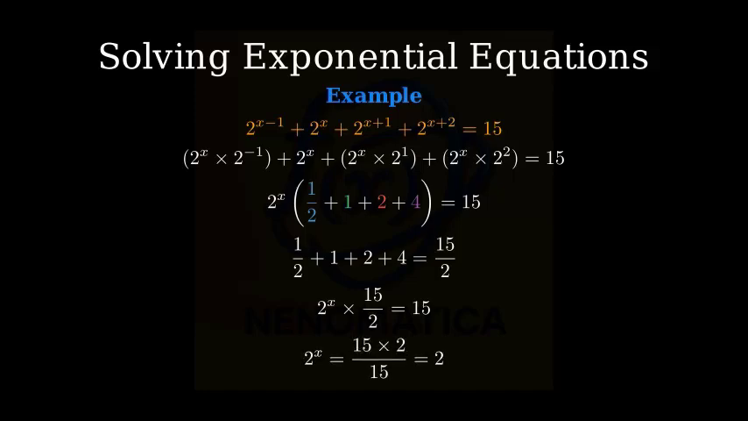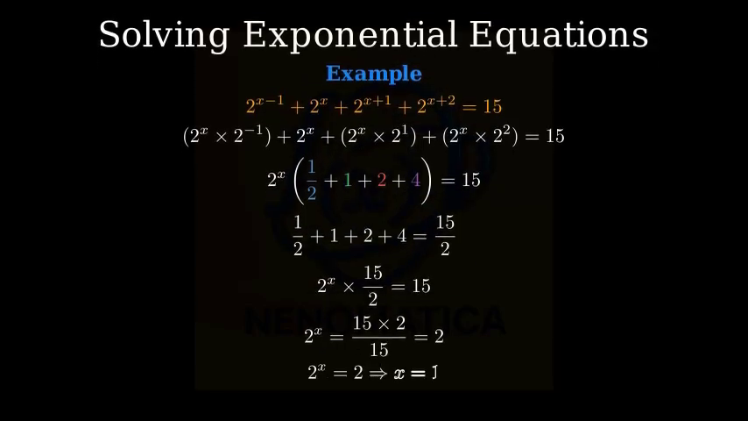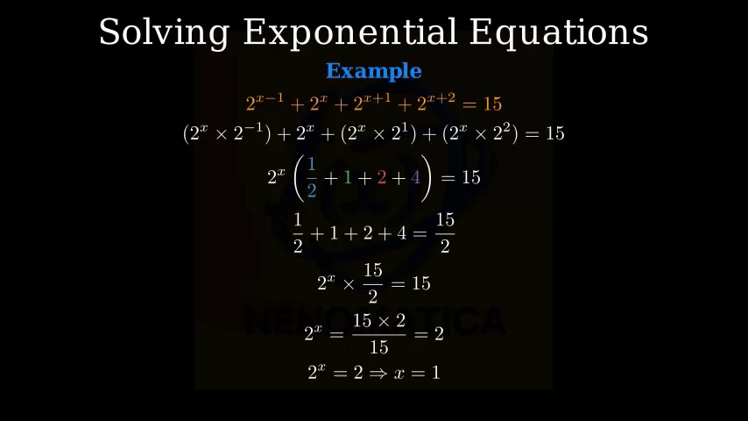2 to the x equals 15 divided by 15 over 2. This simplifies to 2 to the x equals 15 times 2 over 15, which is just 2. Finally, to solve for x, we need to take the logarithm of both sides. Since 2 to the x equals 2 and 2 to the first power equals 2, we can conclude that x equals 1.